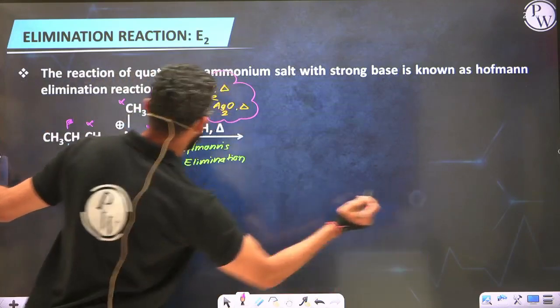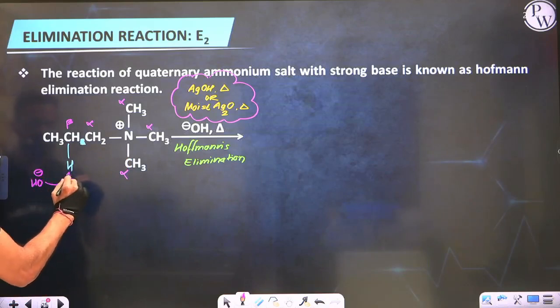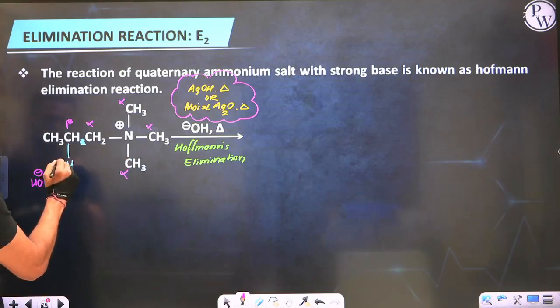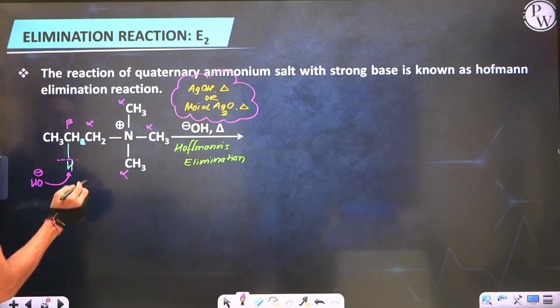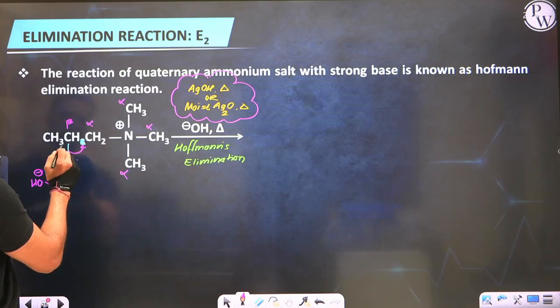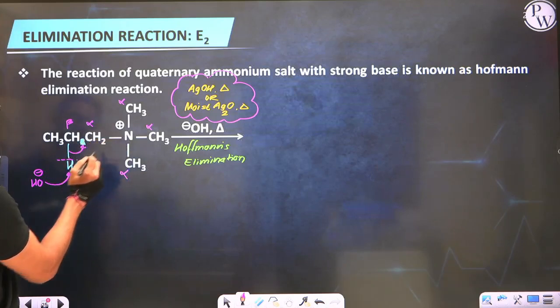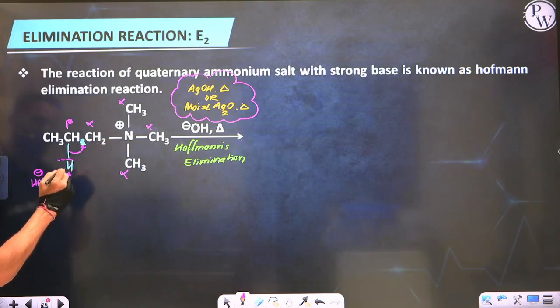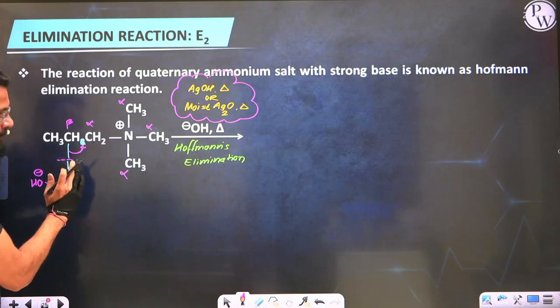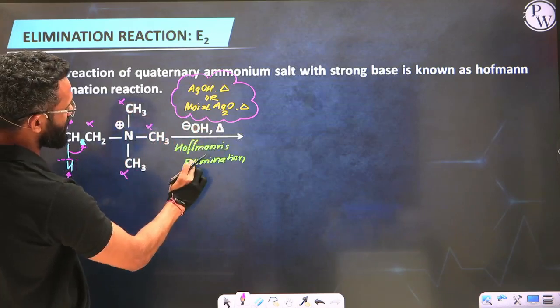Now since the reaction is in the presence of OH minus, the base abstracts the beta hydrogen atom, so this bond will break. Now we always delocalize the sigma bond towards the alpha carbon atom which is connected to nitrogen, when the base has abstracted the beta hydrogen. Why beta hydrogen? Because I saw NR3 plus and OH minus with heat, meaning it is Hofmann elimination.